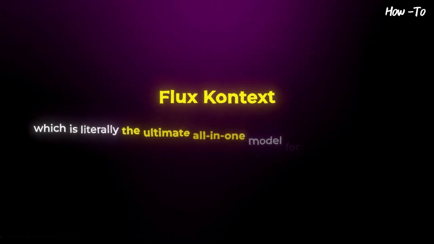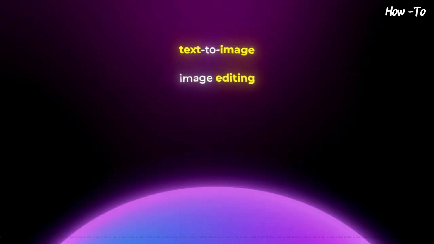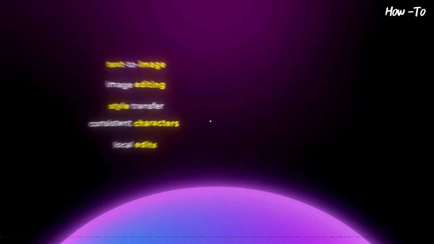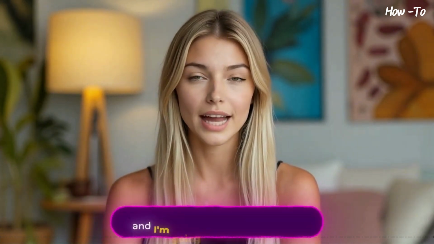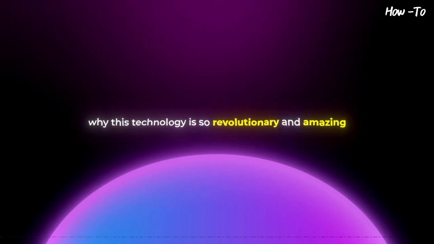And get this, they launched something called Flux Context, which is literally the ultimate all-in-one model for AI image creation. This new model does everything: text to image, image editing, style transfer, consistent characters, and even local edits, all in one incredible system. It's so perfect for maintaining that flawless consistency we've been dreaming of. Let me show you exactly how this works, and I'm going to walk you through 3 different methods depending on what you're starting with. But first, let me just quickly explain why this technology is so revolutionary and amazing.